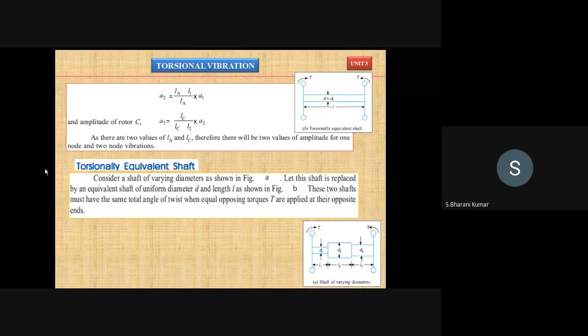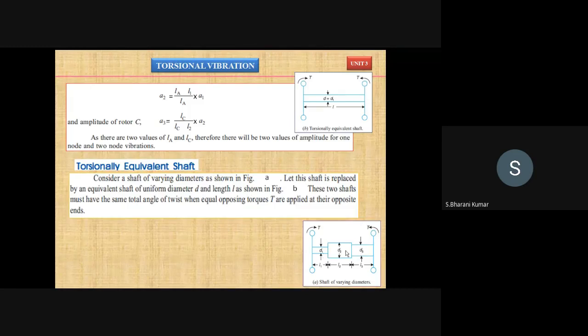For example, look at the two diagrams here. What we saw in the single rotor, two rotor and three rotor systems is the first diagram, where the diameter is the same throughout. But in the case of a stepped shaft, look at diagram number 2 here. This is called a stepped shaft. Here the diameter is, for example, 20 mm, here it is 40 mm, and here it is 30 mm.